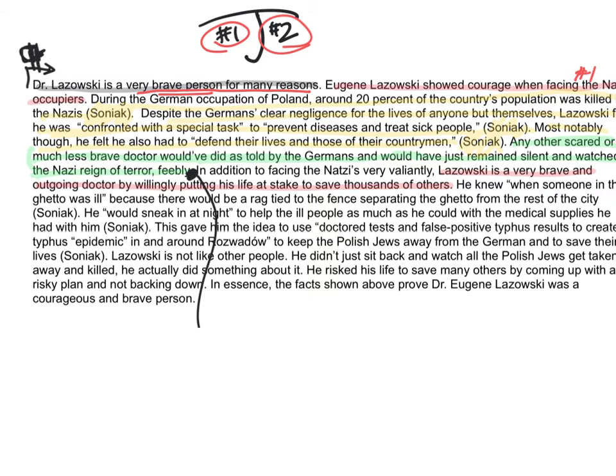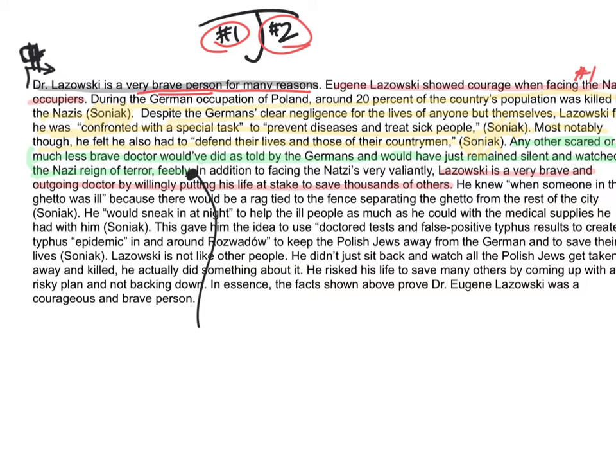So remember, we're still going to have to take a look at how these facts are different from the second half, because you want to make sure that you're giving me two different reasons why I should believe the topic. And right now, it kind of feels like he's brave because he faced the Nazis, and he's brave because he faced the Nazis. Okay, how are they different? So let's take a look.